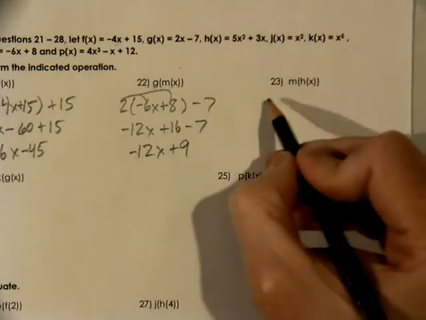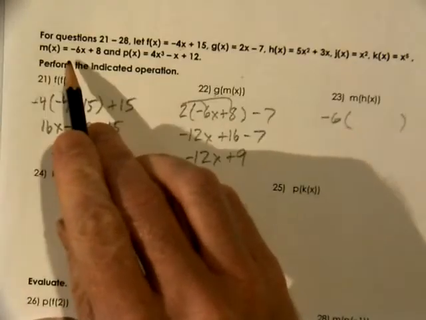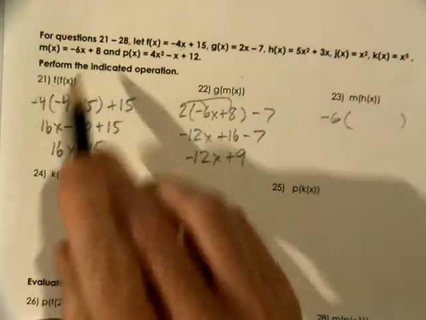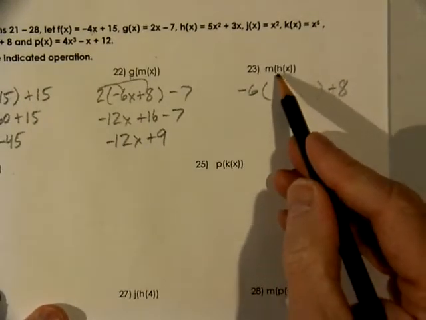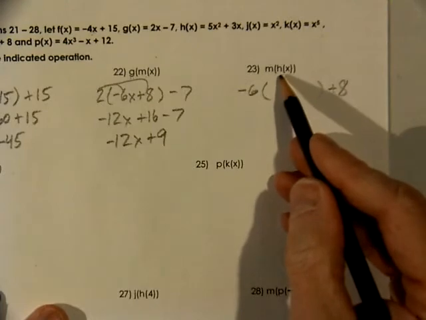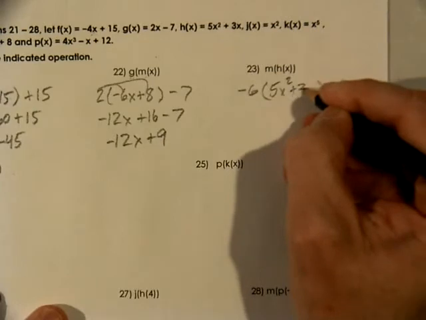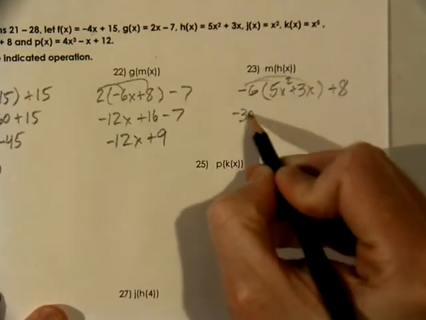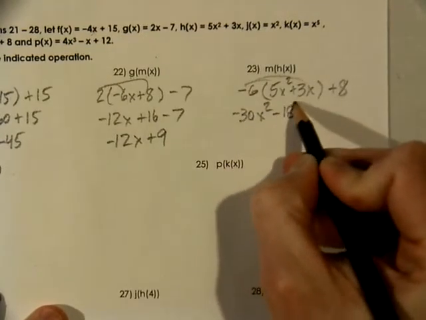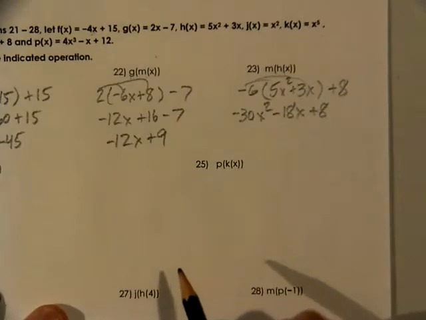The m function, negative 6 times something plus 8. This something is like your x, but instead of plugging in a number, we're actually going to plug in another function. So we distribute through. And there's no like terms to combine, so we're all set.